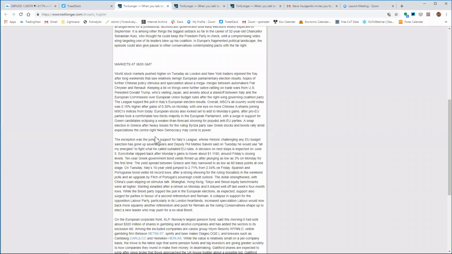Overall, the all-country index was 0.15% higher after gains of 0.35% on Monday, with one eye on Chinese A shares joining the indices from today. European stocks also looked set to add to Monday's gains.